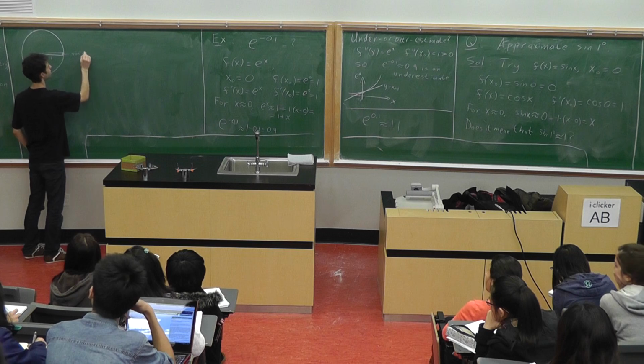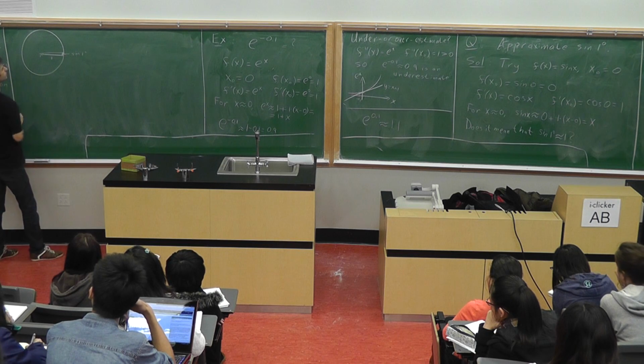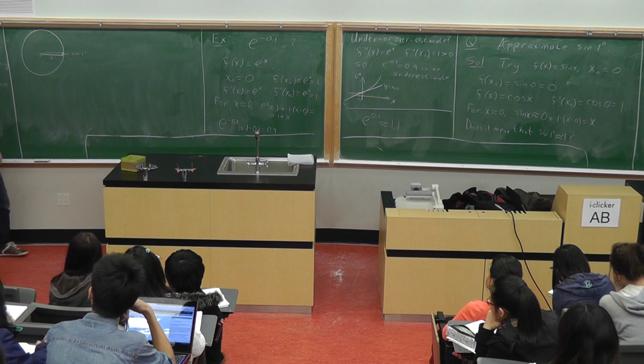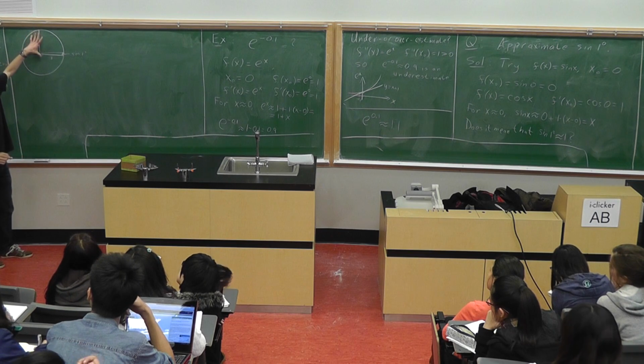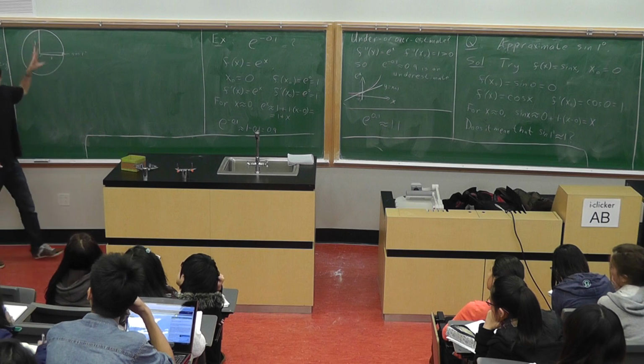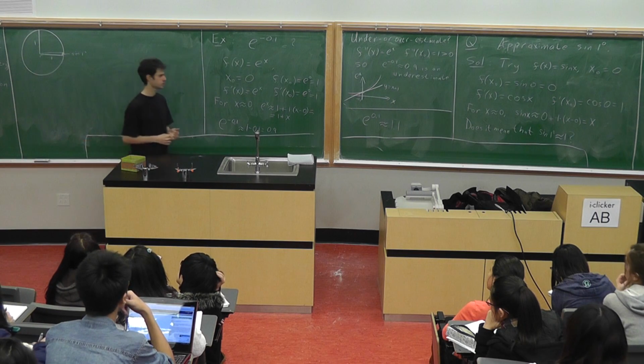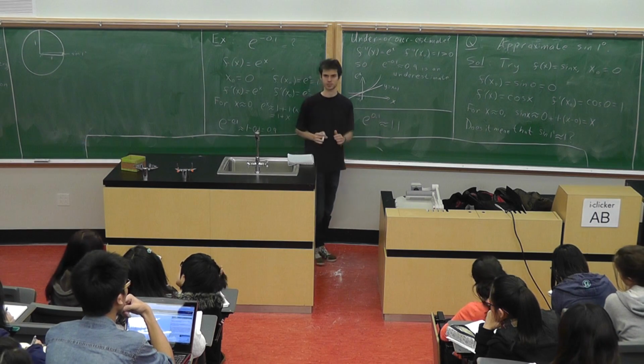If this is 1 degree, but 1 in this picture is this distance, the whole radius. Of course, the sine of 1 degree is much, much smaller than this one. So it's not even nearly an approximation.